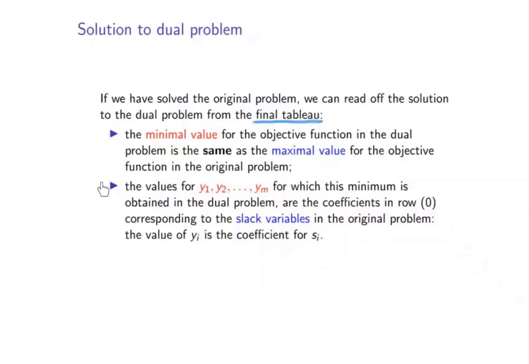Please be careful that when we are referring to this second remark, we are referring to the coefficients of row 0 corresponding to the slack variables in the original problem when the simplex method of the original problem has reached the final tableau. We are not referring to the coefficients of row 0 from the first tableau of the simplex method of the original problem, but we are referring to the final stage of the original problem. We shall illustrate these two facts by using the example on page 7.